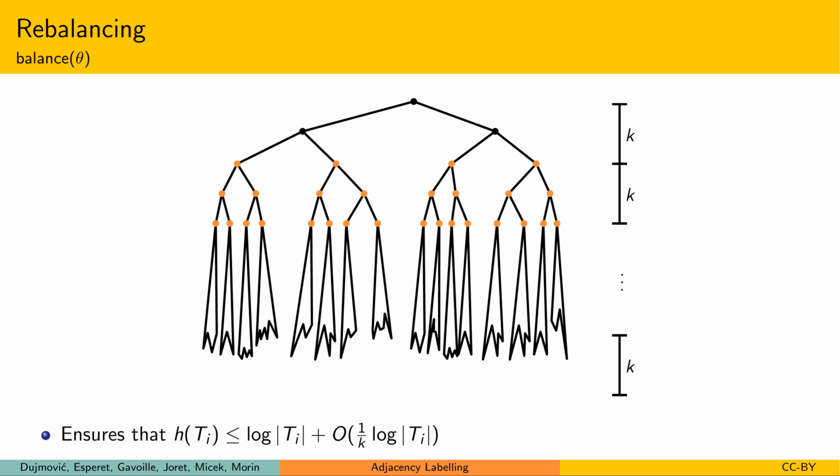The analysis is intricate, but the main idea is that this operation operates on k layers of the tree at once, but the insertions and deletions performed only increase the height of the tree by a constant. By choosing k large enough, this ensures that the height of the tree never exceeds its optimal height by more than a factor of 1 plus 1 over k.